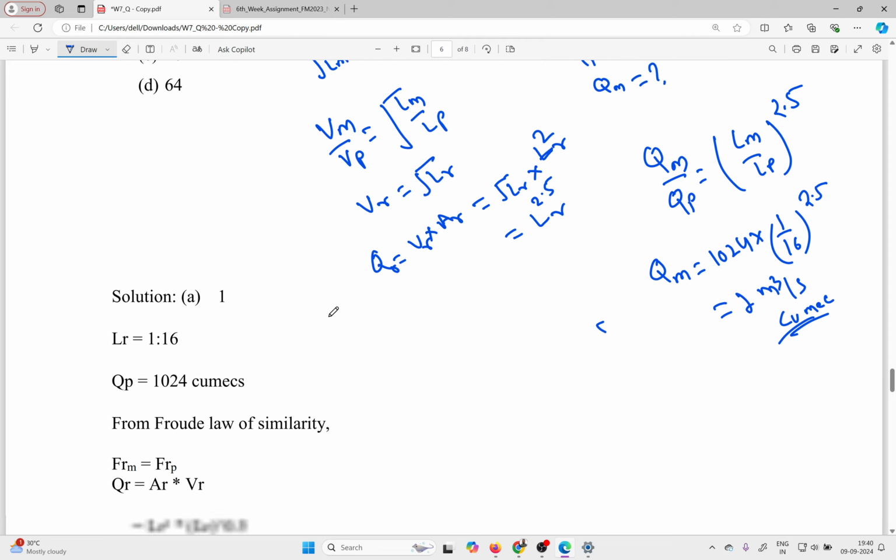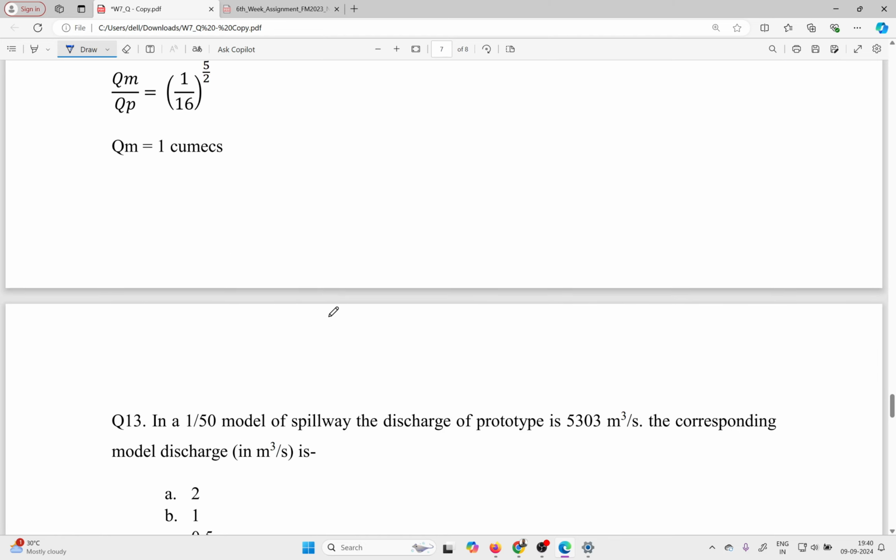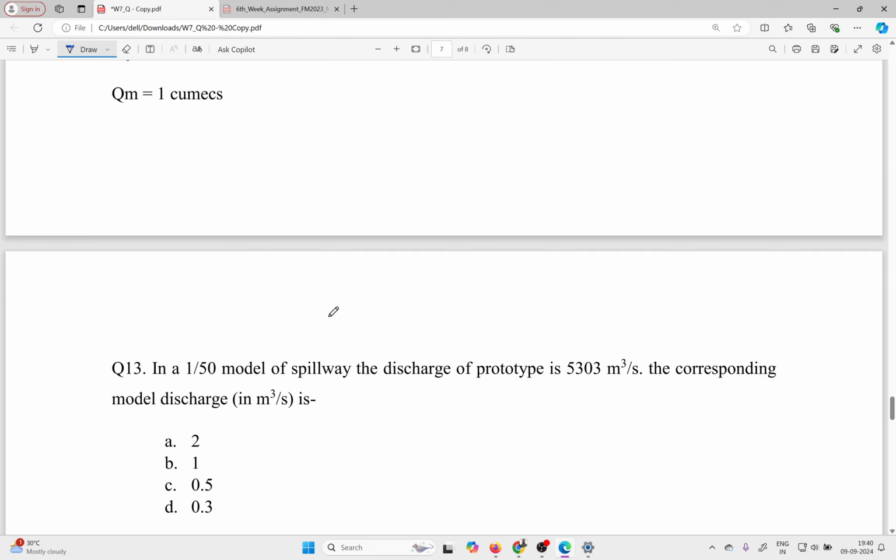Now we'll move to the next question. Next question is, in a 1 by 50 model of spillway, the discharge of prototype is 5303 meter cube per second. The corresponding model discharge in meter cube per second is 2, 1, 0.5, 0.3. So please try to calculate.